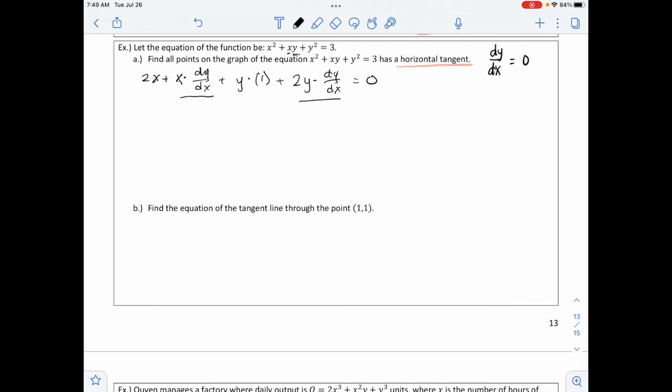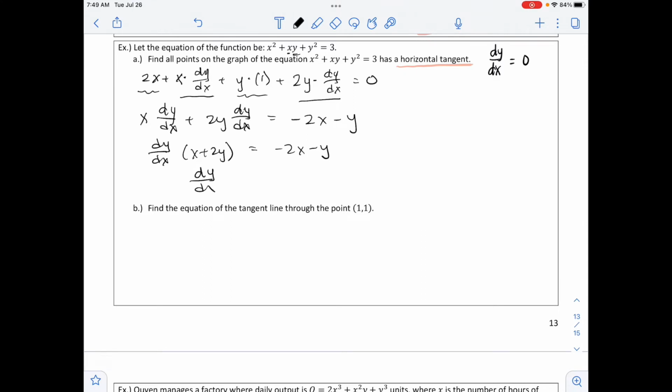From here, we need to isolate our dy dx, which is actually in two terms. So what I'm going to first do is go ahead and move the 2x and the y that we have that do not have a dy dx to the other side. So I have dy dx times x plus 2y times dy dx equals, and then negative 2x minus y. From here, I'm going to factor out a dy dx on my left side. So I have dy dx times x plus 2y equals negative 2x minus y, and then divide both sides by x plus 2y to isolate my derivative, or my dy dx.